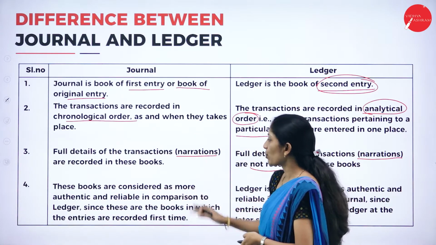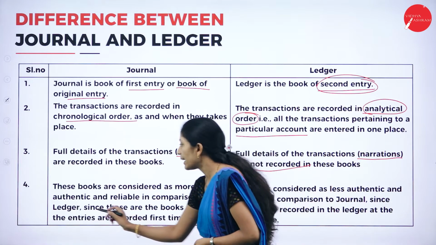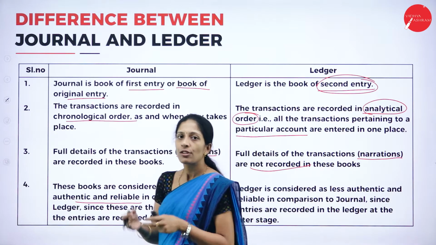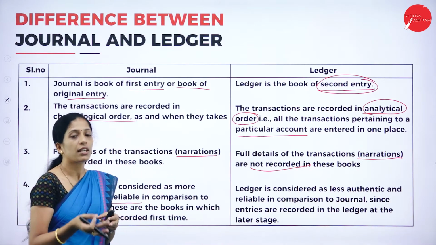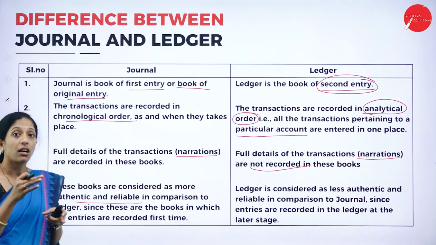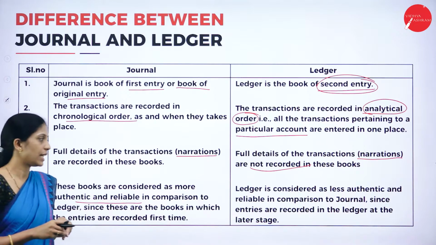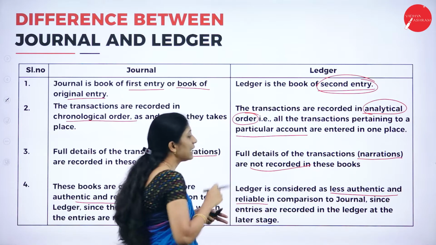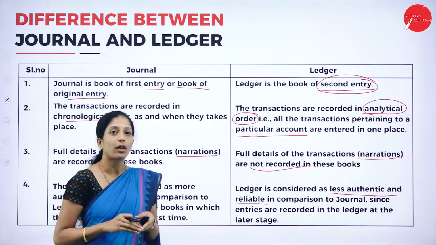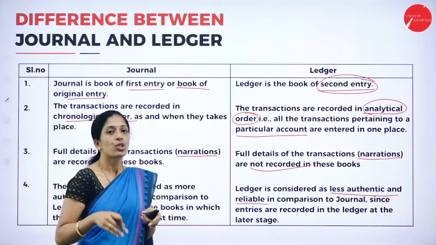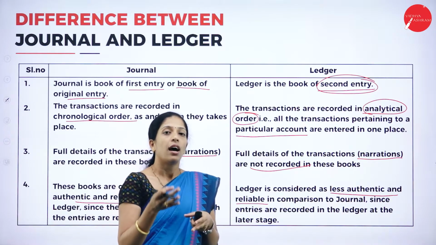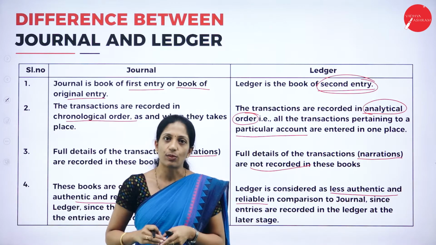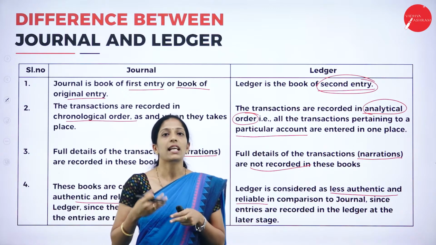The fourth difference is that these books are considered as more authentic as well as reliable in comparison to ledger, as these are the books in which the entries are recorded first time. As I have already discussed, journal is more authentic as well as reliable when compared to ledger, because first, the transactions are recorded in the journal itself. Whereas ledger is considered as less authentic and reliable in comparison to journal, since entries are recorded in the ledger at the later stage. Why is ledger less authentic? Because after recording in the journal, then the entries are transferred to ledger accounts. So, journal is more authentic as well as reliable, whereas ledger account is less authentic as well as reliable when compared to journal.